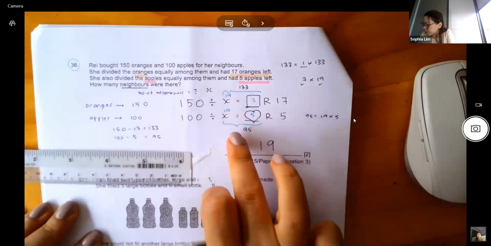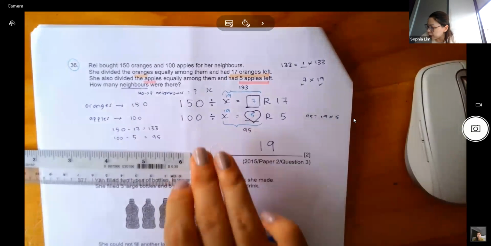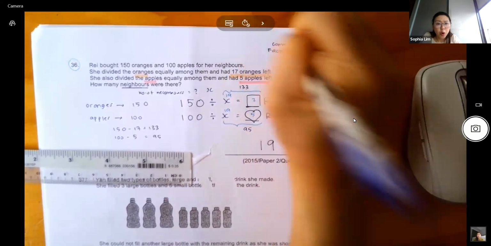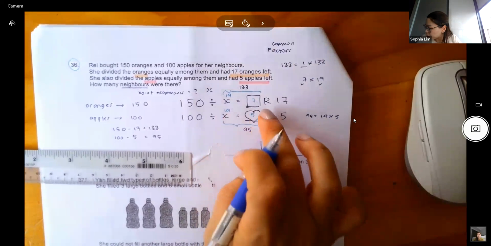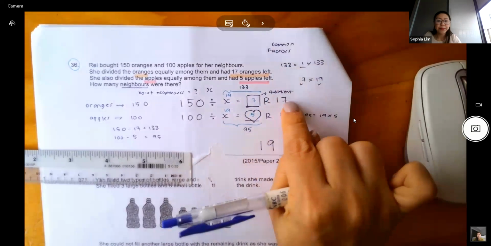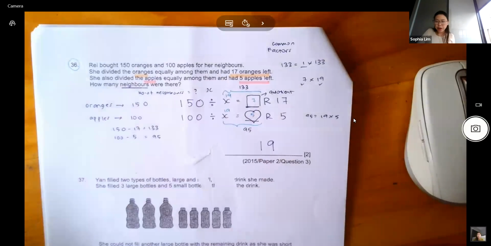Okay, this is a very good question because we are working with factors, and to be more precise, common factors. And you need to be very good at your quotient and remainder. Okay, that is for question 36. There's one more question, question 42, that your friend asked.